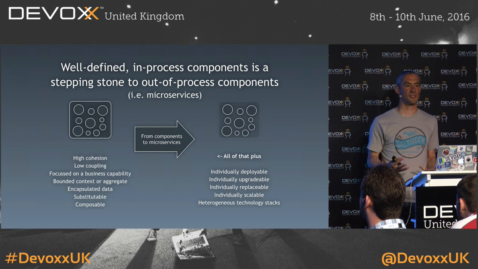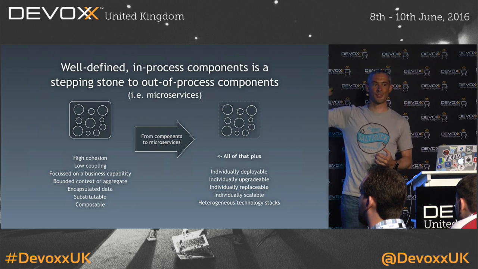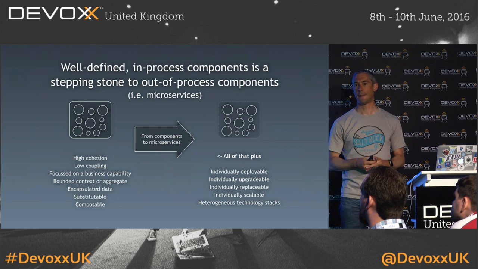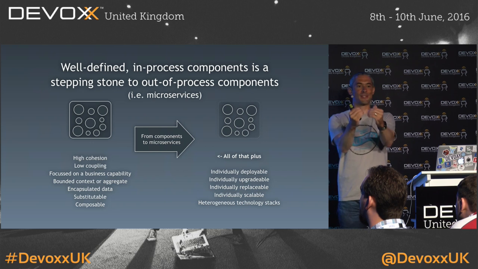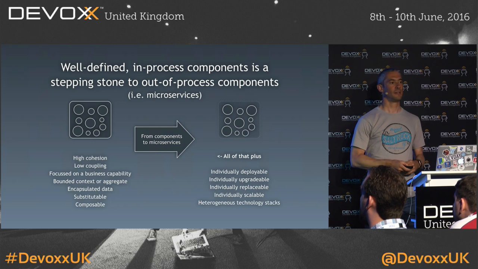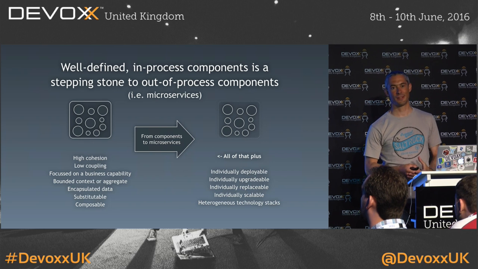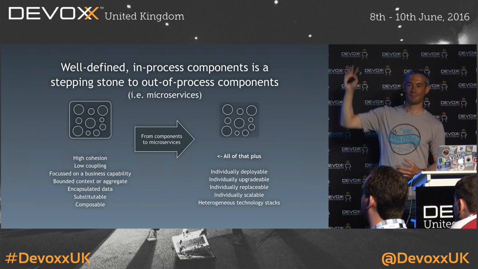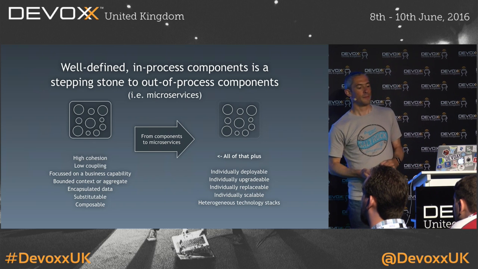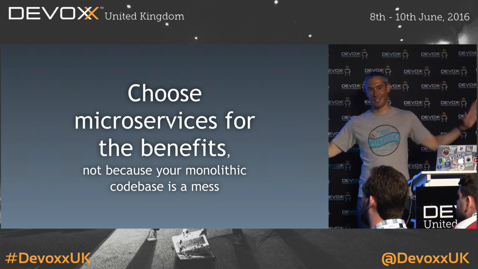If you move to a microservices style of architecture, you get things that are individually deployable, replaceable, substitutable. You can build them in different technologies and so on and so forth. So for me, moving to a microservices architecture is something you only do if you want these types of benefits. If you just want a nice, clean code base that gives you agility, you can get that with a monolith, if you do it right. So basically, choose microservices if they give you benefits. If they don't, leave them for now.